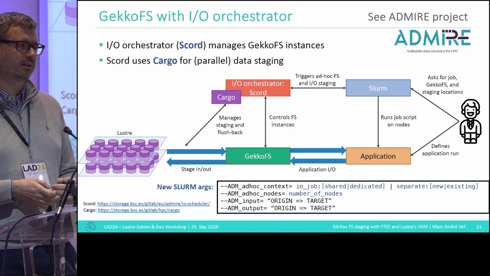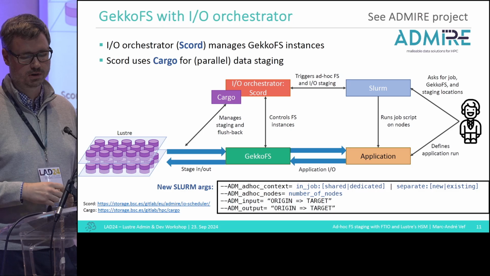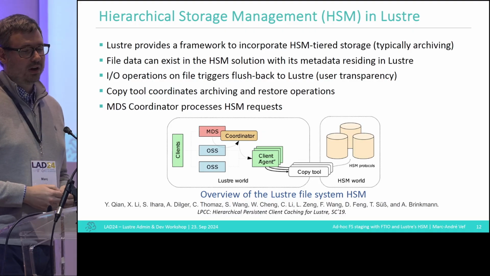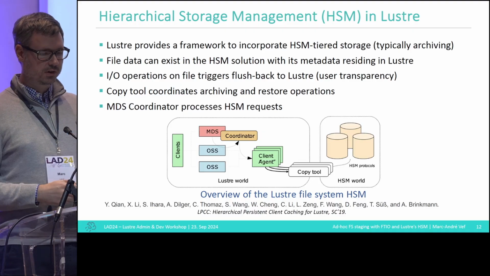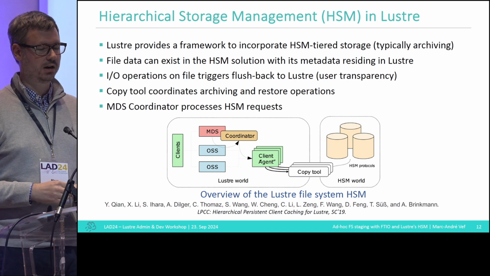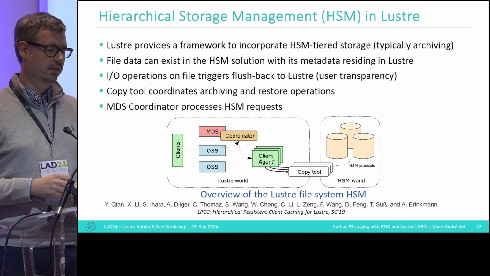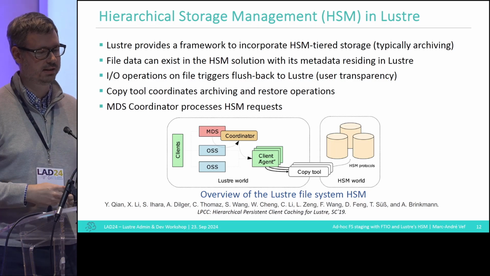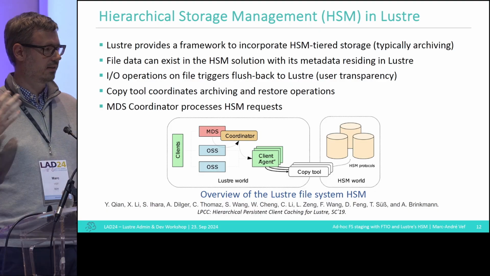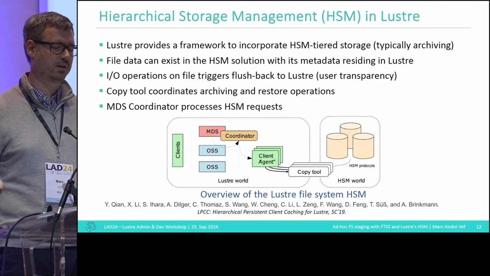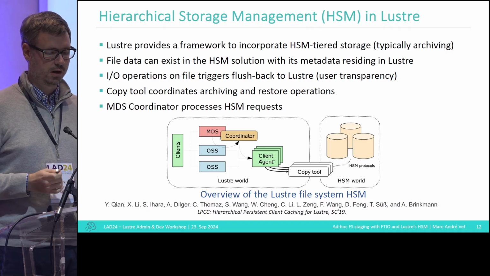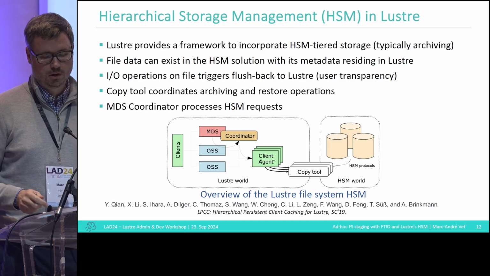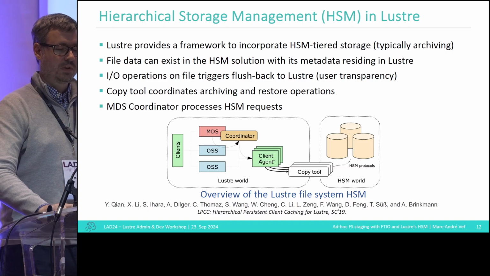Now the issue here is we still have two namespaces, right? So we still need to define input-output, and ideally we would want to have that in the same namespace. And this is where the HSM component in Lustre comes into play. Of course, HSM tiered storage is typically used for archiving. This is where it comes from. At its core, the file data can exist somewhere else, and the metadata still resides in Lustre. And then when someone accesses a file that is currently in HSM, it triggers a flashback so that users can actually use it, read it. And then we have in the middle the copy tool that moves the data back and forth. So this could also go the other way around.